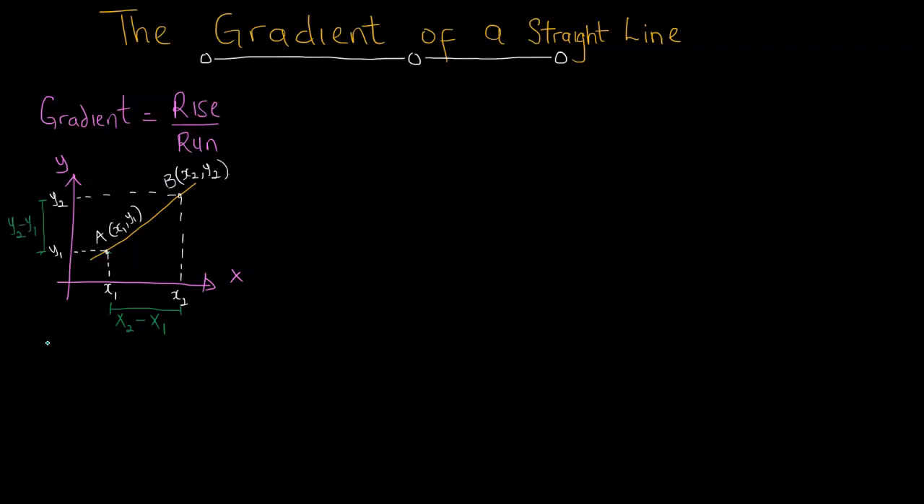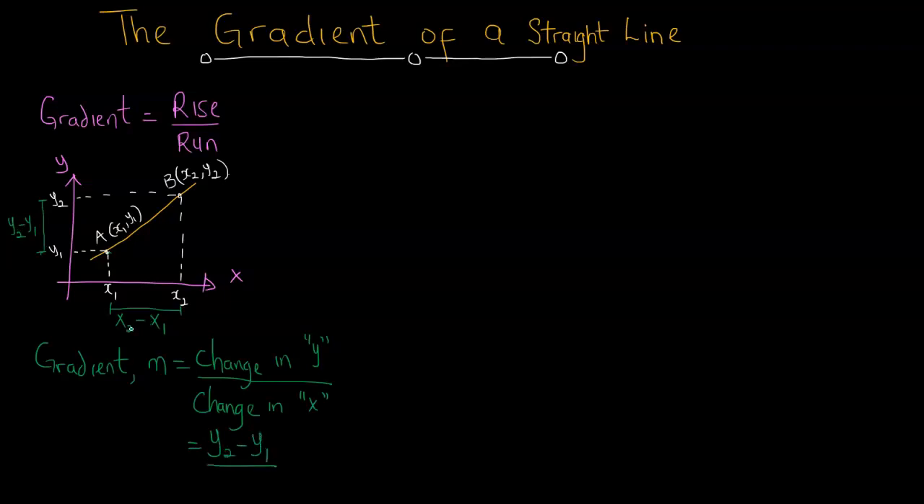Thus, the gradient is usually represented by lowercase m. It is the change in y, because the change in y is how far it has risen, divided by the change in x. And here we can see that the change in y is y2 minus y1, and the change in x is x2 minus x1. This is the formula for the gradient of a straight line.